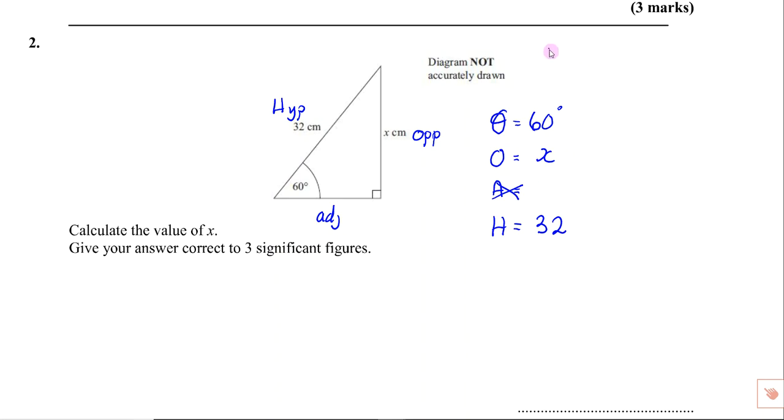32. So do you remember I said I write my Sohcahtoa, because this is how I choose the correct one. So which ones do I cross out? The T-O-A. Anything with an A. So cross that one, cross that one. This is the one I want. So I'm going to use sine theta equals opposite divided by hypotenuse.